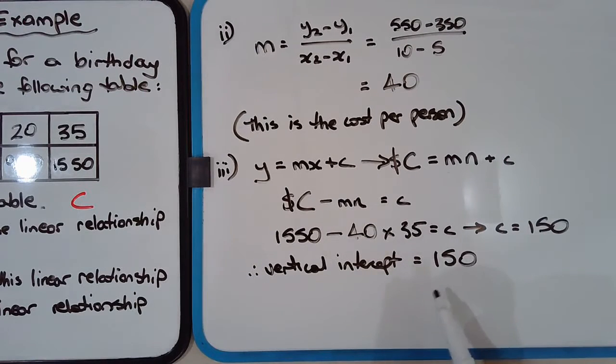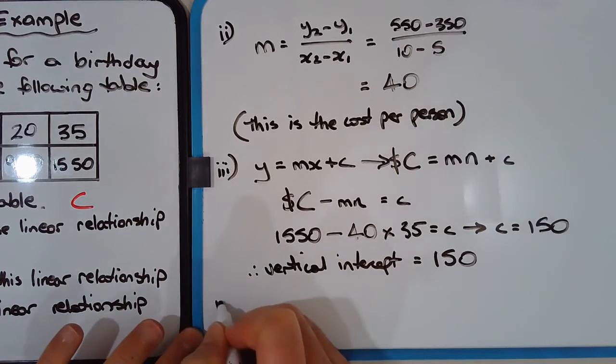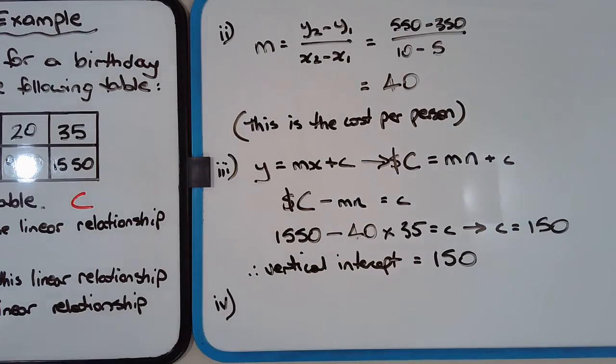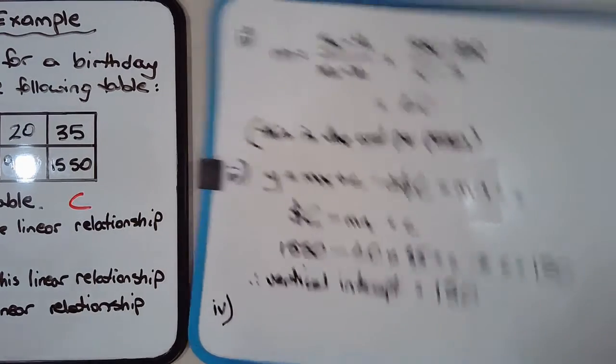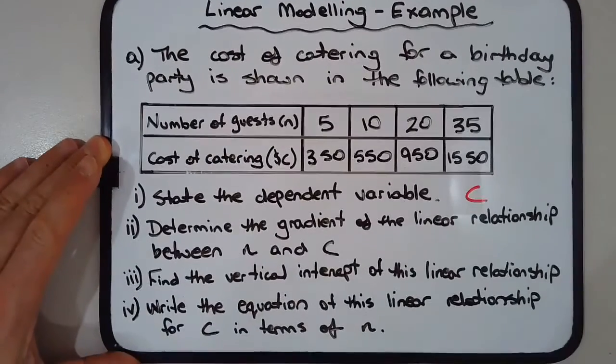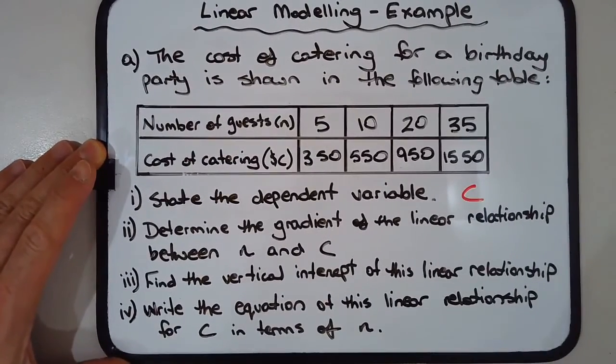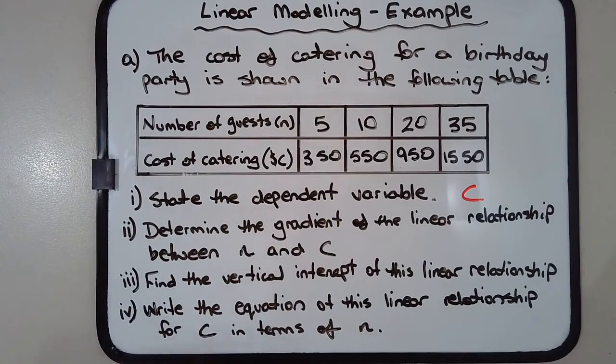So I want you to start thinking about, well, what could this mean? All right, what does the vertical intercept mean? So let's do part 4, and I'll just bring this back board here, which is write the equation of this linear relationship for C in terms of n.